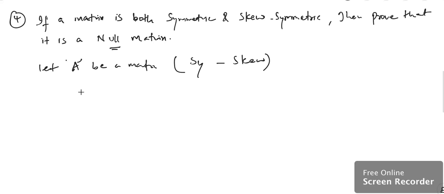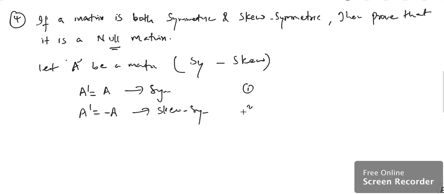As per the definition, we can say A transpose is equal to A if it is symmetric. And if it is skew symmetric, we know the transpose of the matrix will give us the negative of that, or basically the additive inverse. So let us call these equation 1 and equation 2, and if I equate them, what I'm going to get is A is equal to negative A. If I shift it over to the other side, A plus A gives 2A equals 0, and A is nothing but 0, which means it is a null matrix. So that's our proof.